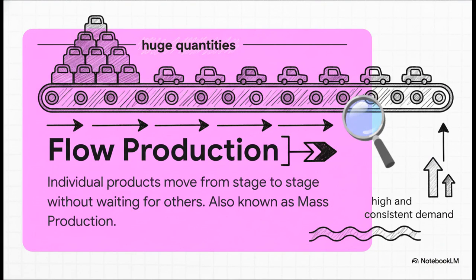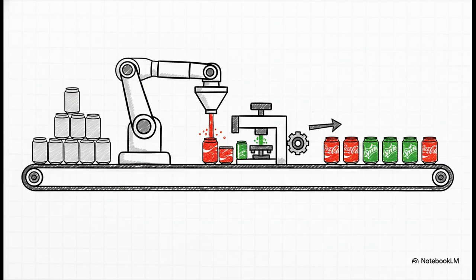So, flow production. This is your classic assembly line, the kind you see in movies. It's built for making huge quantities of a standardized product where you know demand is going to be high and steady. And unlike batch production, the individual items just move continuously from one station to the next, no waiting around. This method is incredibly efficient because it's so capital-intensive. Your labor costs per item are super low, and the quality is really consistent.